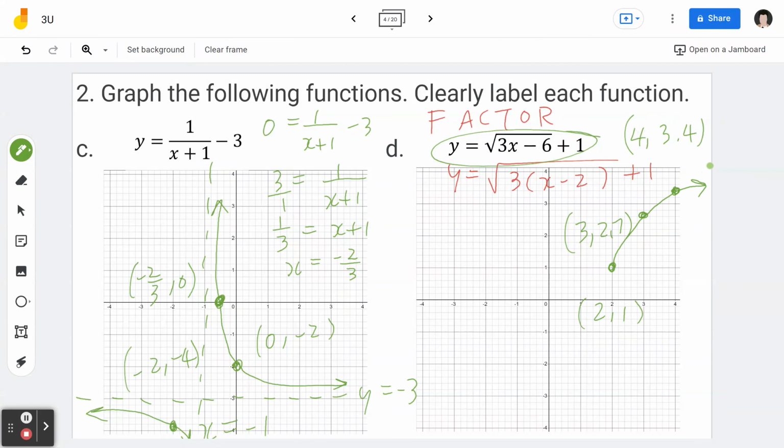But again, what do we mean by clearly label each function? Let's be very clear about that. You have these points. You label them. You have, for example, in this case, the vertical and horizontal asymptotes. When you do all this, you're now earning all the marks.